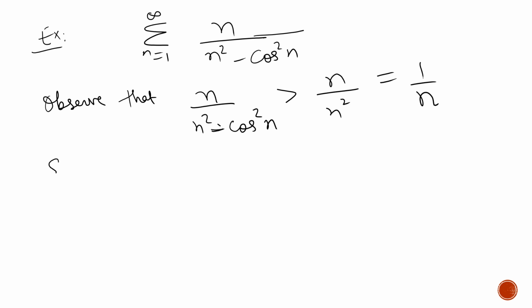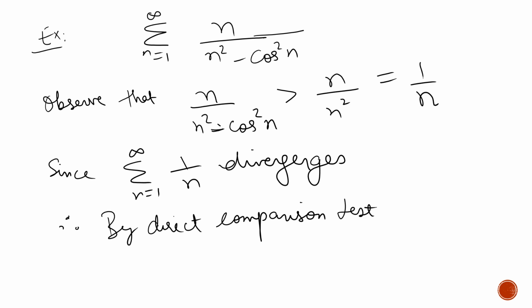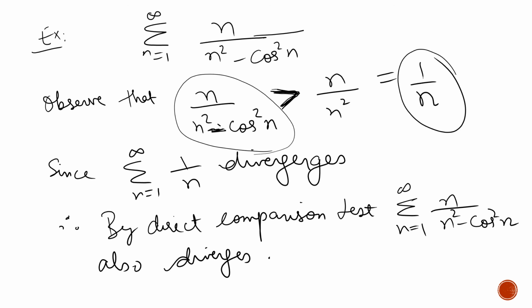Now you already know that the series summation n from 1 to infinity 1 by n diverges, by integral test you have shown that this series diverges. Therefore, what about the original series? By direct comparison test, the original series also diverges. Because you have already seen that if some lesser quantity is divergent, then the bigger one will also diverge. So this is the direct comparison test.